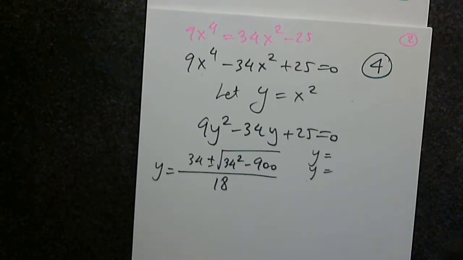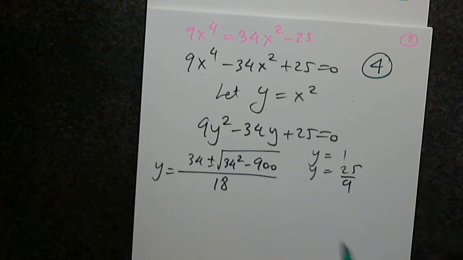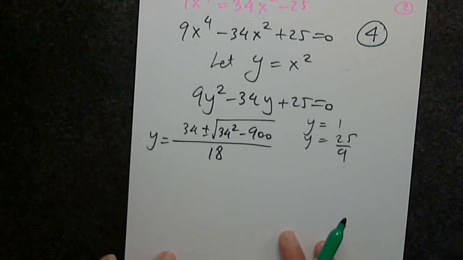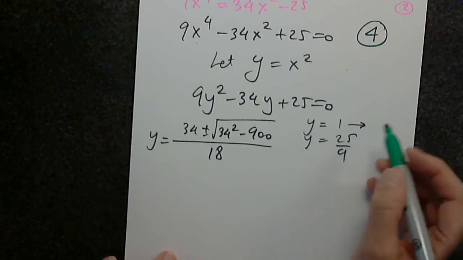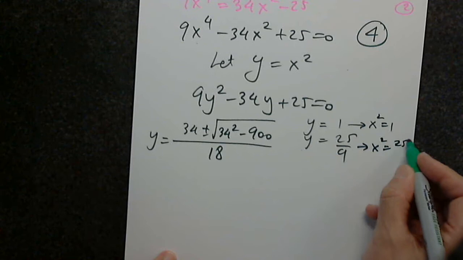Okay, one solution is 1. And the other solution, 25 over 9. There are no questions here, right, for just using the quadratic formula? Is that okay? Okay, so then from here I have two options. x squared equals 1, and from here x squared equals 25 over 9.